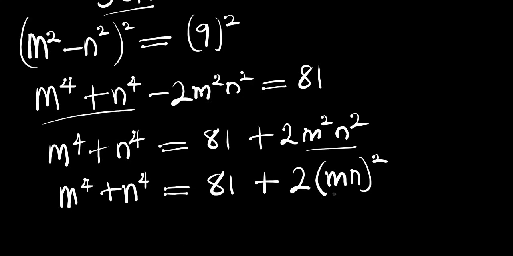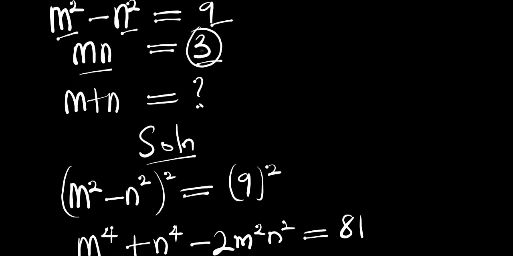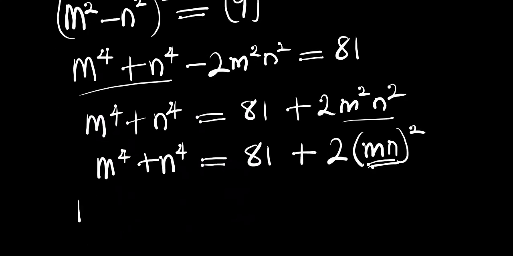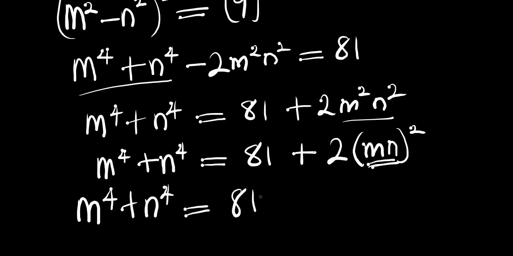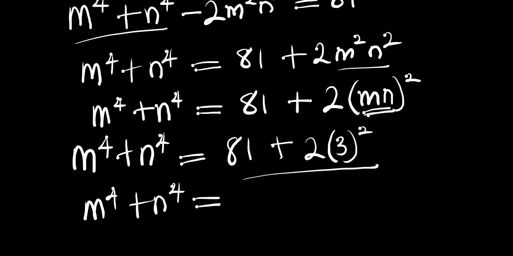From this point, you have m times n, and if you go back to the original equation, we were given m times n to be equal to 3. So let's insert that in. We are going to have m power 4 plus n power 4 equals 81 plus 2 into 3 power 2, and if you evaluate this, we simply have 99.